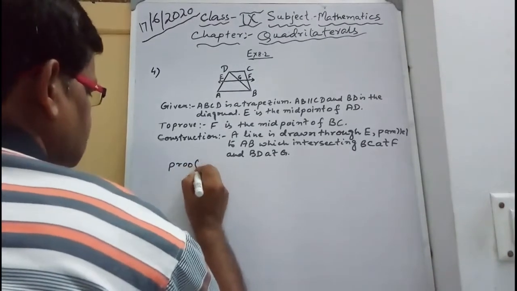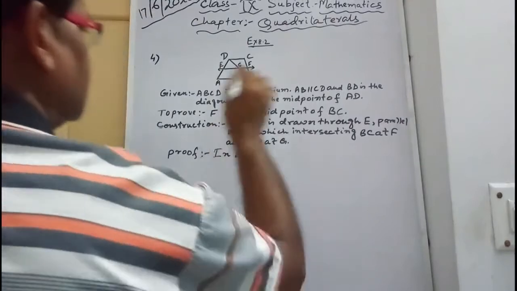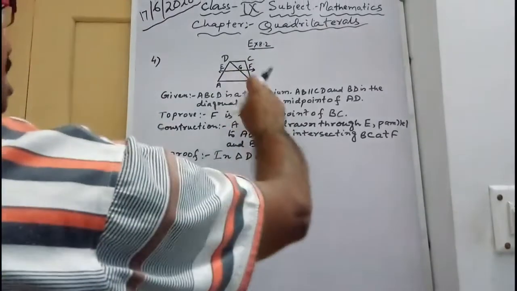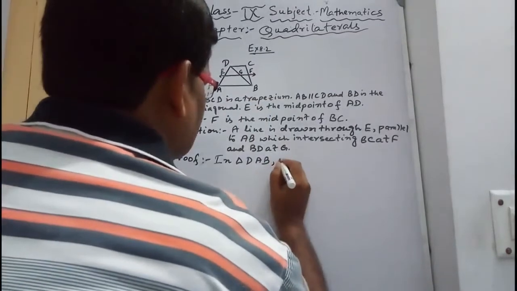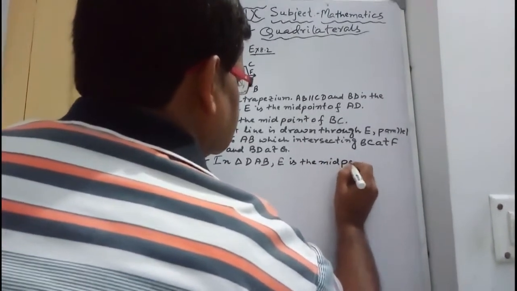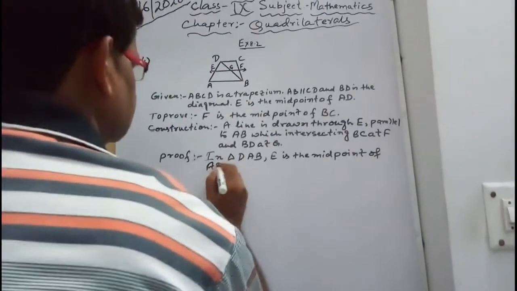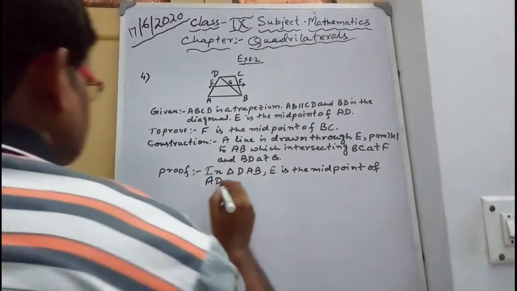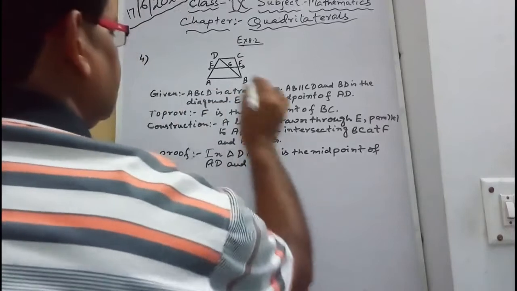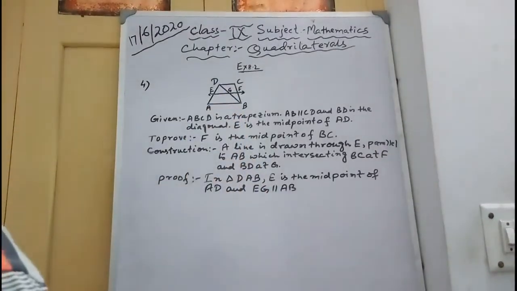Now prove: in triangle DAB, E is the midpoint of AD and EG is parallel to AB. This line is parallel to AB.